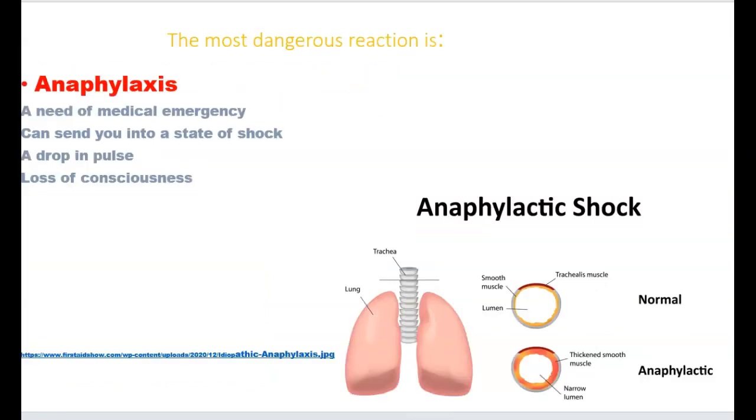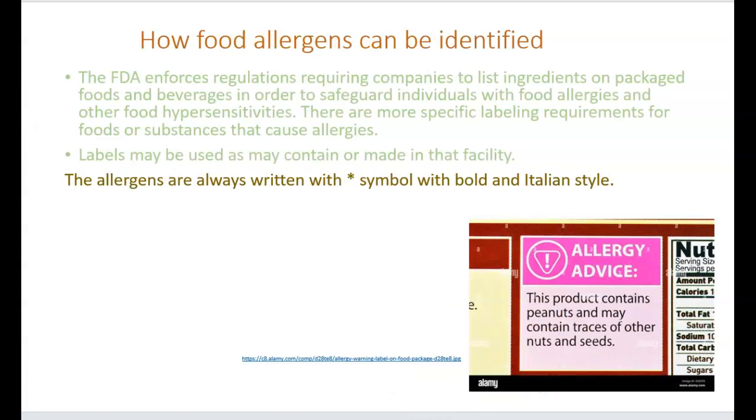The most dangerous reaction is anaphylaxis. In this, there is an emergency need of medical care, and it can also send you into a state of shock. It can drop your pulse, and people mostly faint in this type of reaction. How can food allergens be identified?